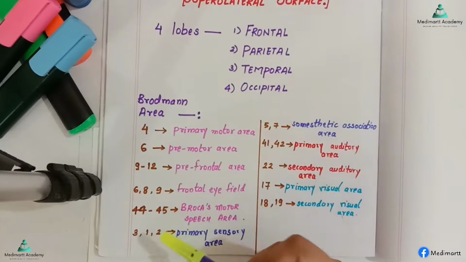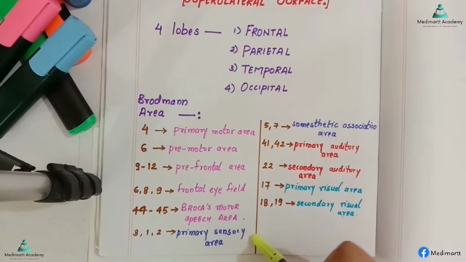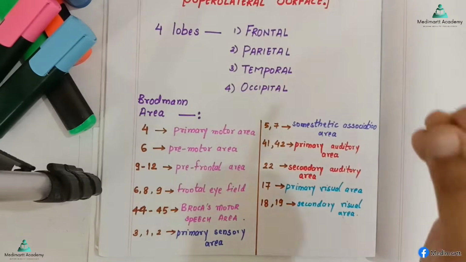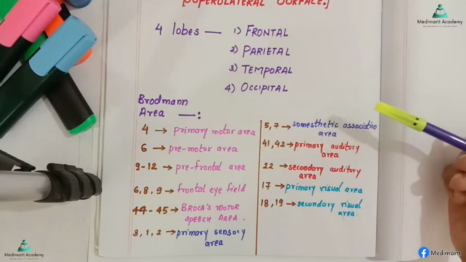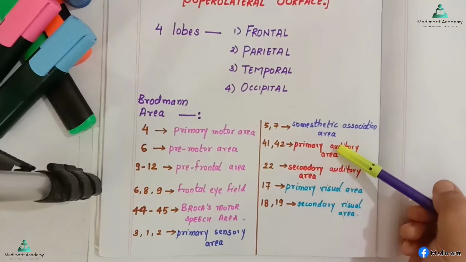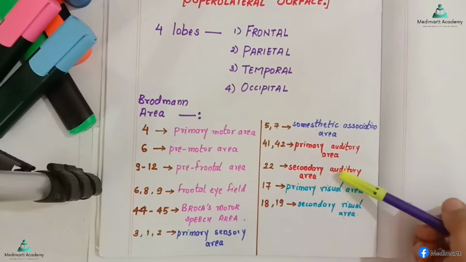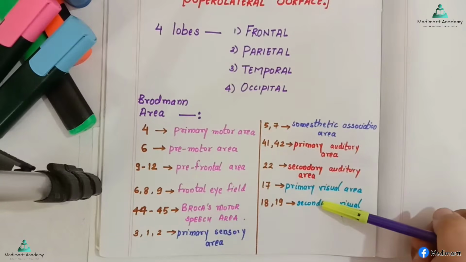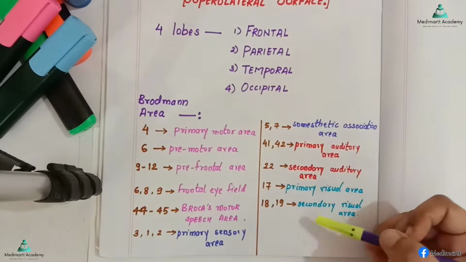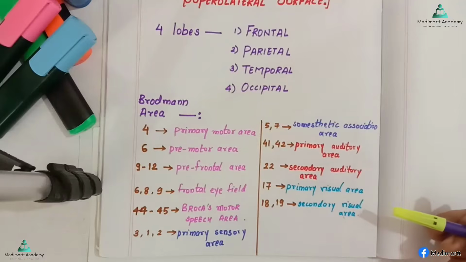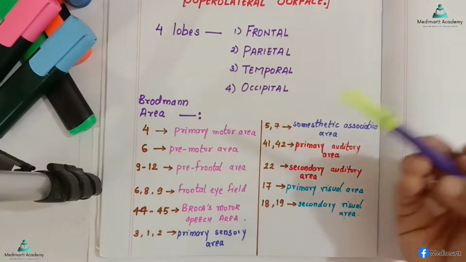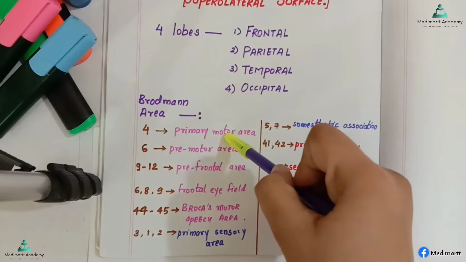Okay, then we have areas 3, 1 and 2. It is the primary sensory area. The most important thing you need to know is that you have to read it as 3, 1, 2, not 1, 2, 3. Then areas 5 and 7 are known as the somesthetic association area. Areas 41 and 42 are the primary auditory area. Area 22 is the secondary auditory area. Area 17 is known as the primary visual area, and areas 18 and 19 are the secondary visual area. Okay, so all these in pink are for the frontal lobe.